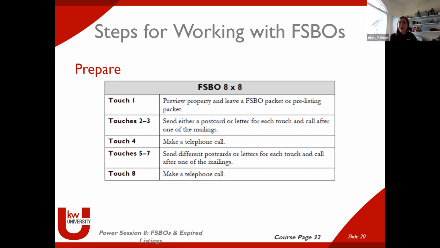For sale by owners, 8x8. So here is a sample of what that could look like, right? Preview the property and leave a for sale by owner packet or a pre-listing packet. In your material, there's a sample of what's in that packet, right? It has testimonials. It's your branded material. So it has a folder maybe with your business contact information on it, right? Has a cover sheet.